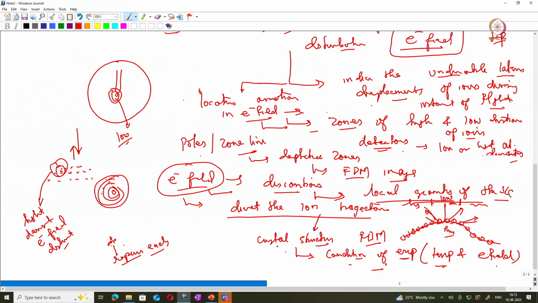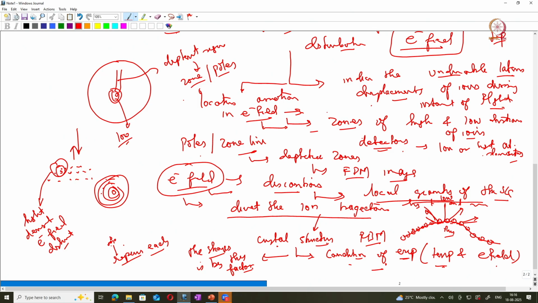Okay, it means that the shape is controlled by these factors during field evaporation. So usually these depleted zones or regions are called zone lines or poles, low density regions. Okay, so this is related to your trajectory aberrations.